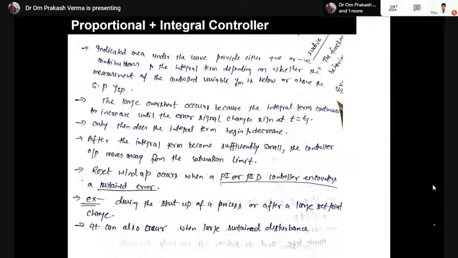Let's say the indicated area is given. Reset windup occurs when a PI or PID controller encounters a sustained error. So whenever a sustained error comes, as you know, such problems will occur.